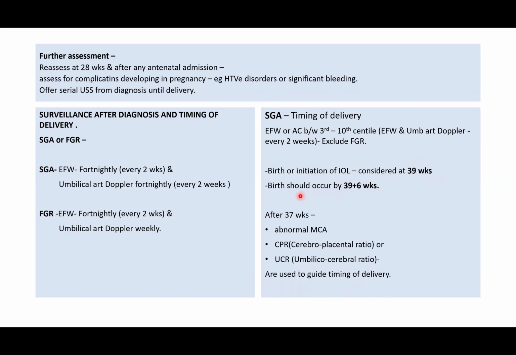If the SGA baby is more than 37 weeks, then there are some other monitoring modalities, like middle cerebral artery, cerebroplacental ratio, or UCR, that is umbilicocerebral ratio, which are used to guide the timing of delivery. But still, the guideline says that even if MCA, CPR, UCR are normal and the baby is SGA, we will still deliver by 39 plus 6 weeks. That is, we are not going to go beyond 40 weeks. By 39 plus 6 weeks, these SGA babies should be delivered.